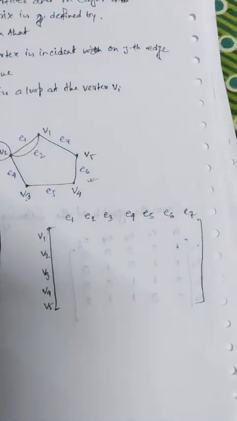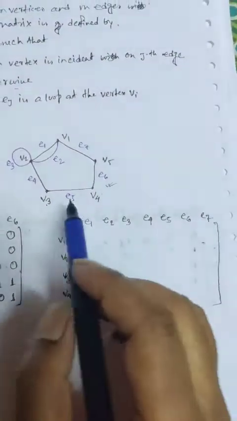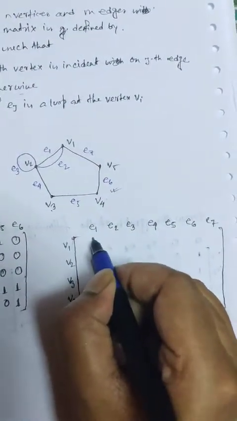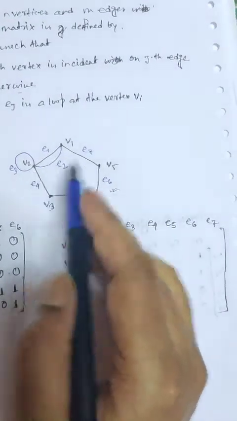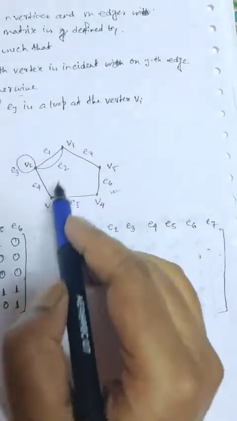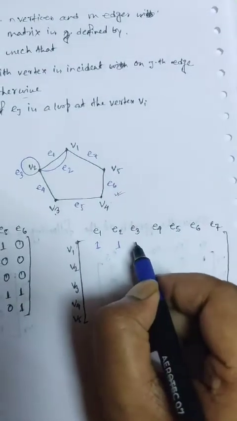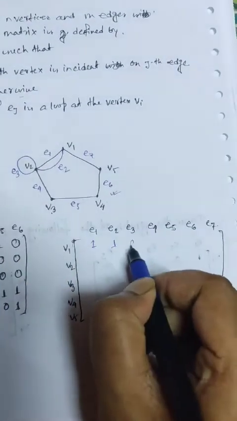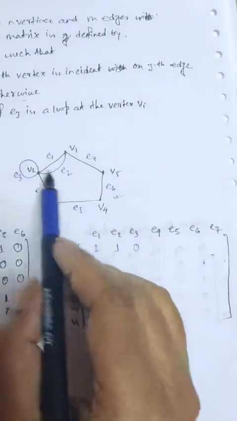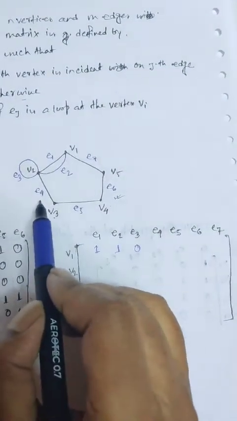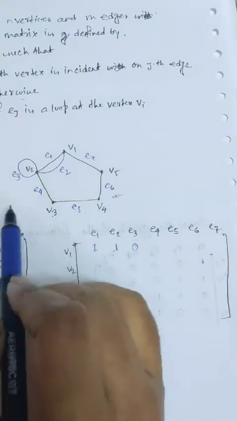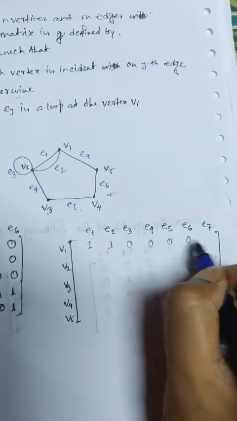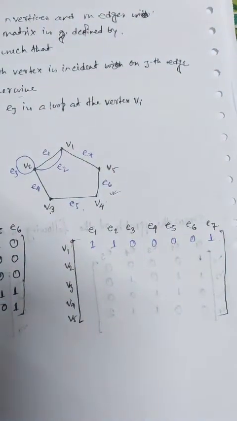So now let us try to construct the matrix. V1 is adjacent with E1, so it will be 1. V1 is adjacent with E2, it will be 1. V1 is not adjacent with E3, so it will be 0. V1 is not adjacent with E4, E5, E6, but V1 is adjacent with E7. So these are all 0, and at E7 it will be 1.